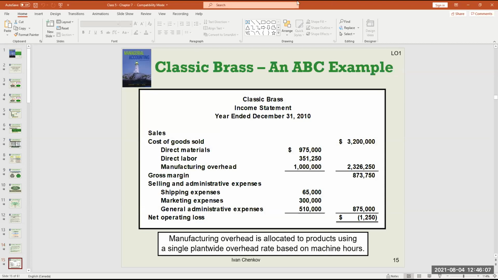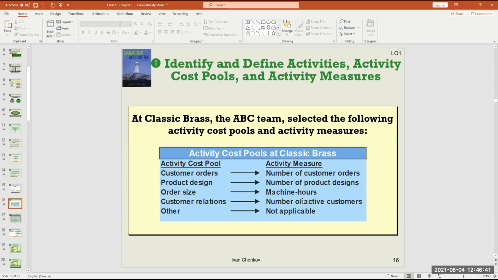So first, we're going to start with the traditional income statement. Traditional: we have sales, then cost of goods sold, gross margin, selling and administrative expenses, and net operating income, loss in this case. As you can see, the costs are assigned to direct material, direct labor, manufacturing overhead. And then we have the non-manufacturing costs, which are the shipping, marketing, and general administrative expenses. This company is losing money, $1,250.